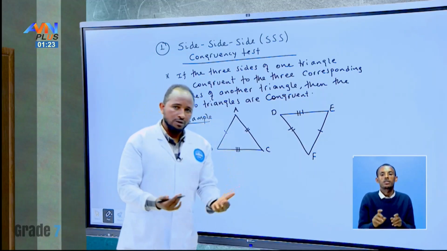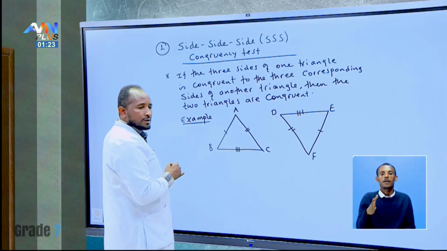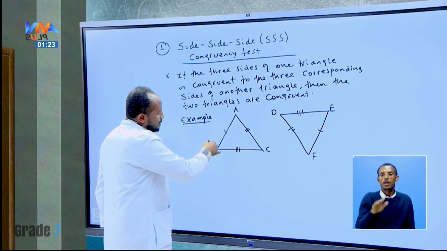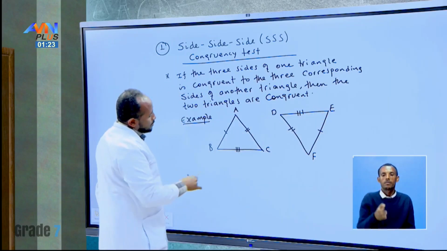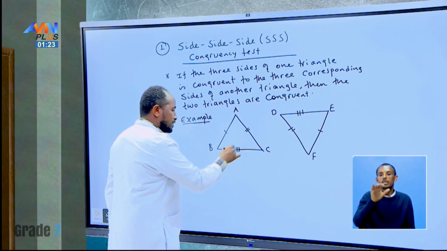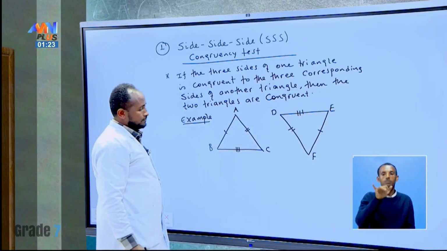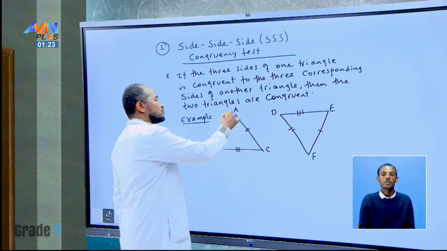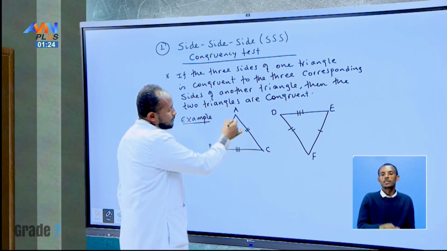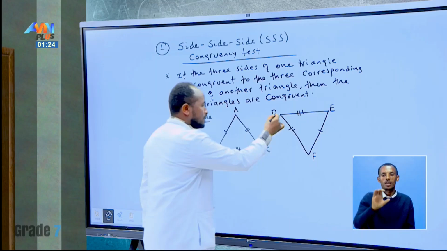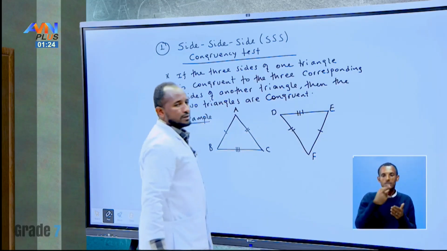In what order? What is the corresponding side for AB? The corresponding side for AB, this one, is this side, EF. What is the corresponding side for BC? It has three markers. This DE will be the corresponding side. What will be the corresponding side for AC? The corresponding side for AC is this part, with two markers. It has two markers, these two are congruent.